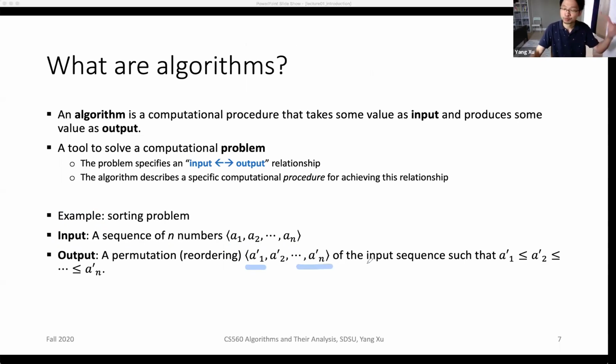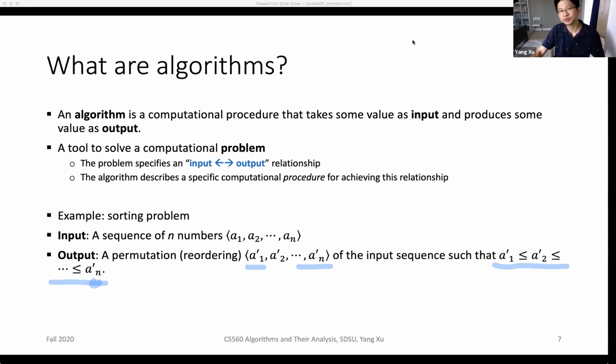It is a permutation of the original input sequence, but we want the output to satisfy the condition that the first element is the smallest. It is smaller than or equal to the second, and smaller than or equal to the third, and so on, until the last one. We want it to be in such an order. That is how we officially or technically define the sorting problem.